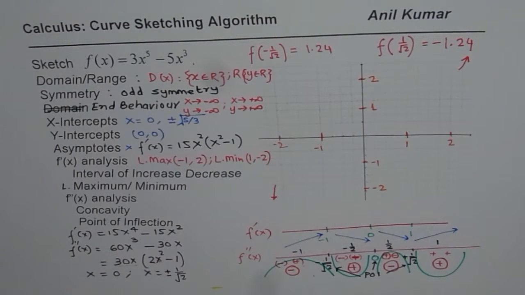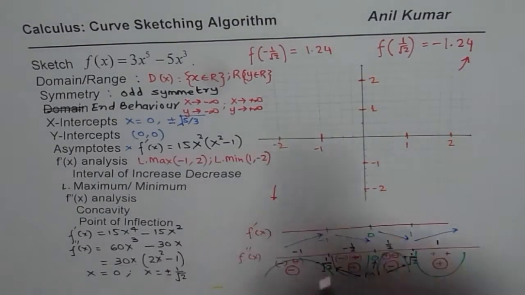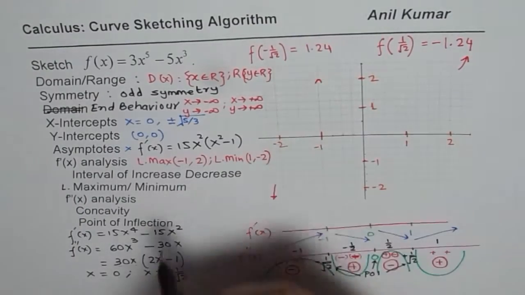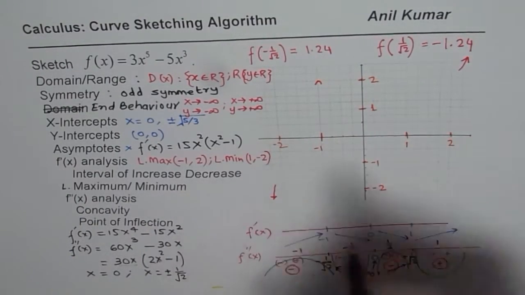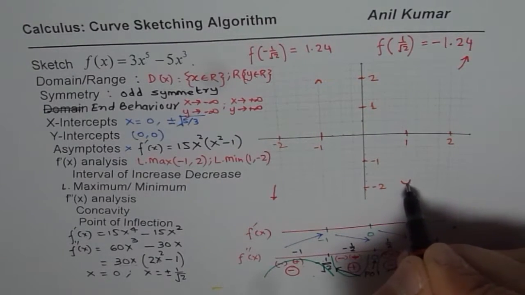So let's plot the maximum and minimum value. Maximum is at minus 1, 2. So minus 1, 2. That is a turning point, right? Maximum is a turning point. Minimum is 1, minus 2. At 1 we have minus 2. That is another turning point for us.